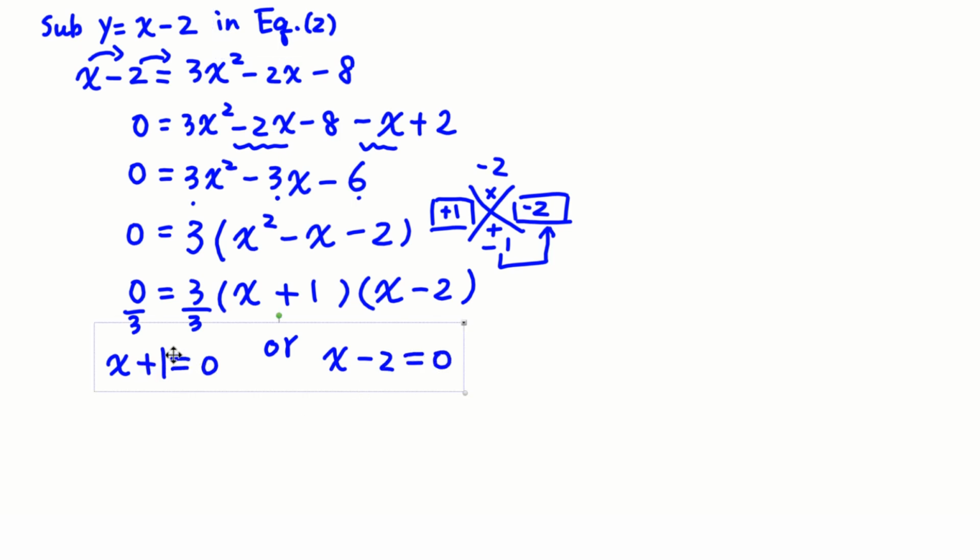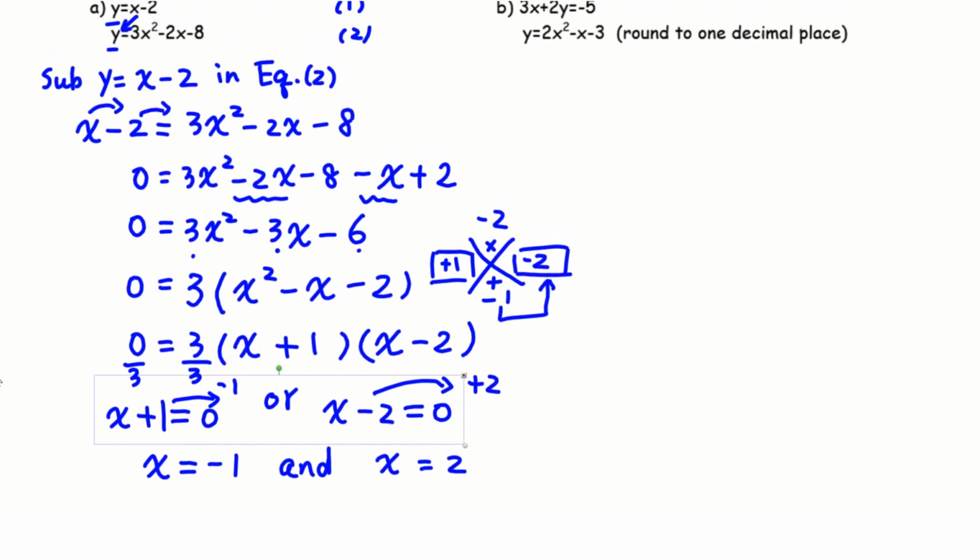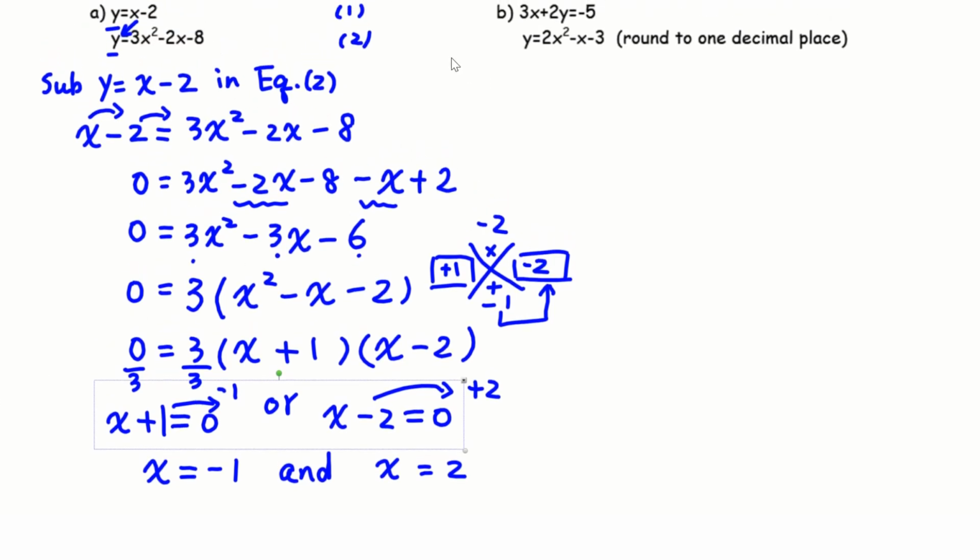We solve for this one, we move the plus 1 to the other side to isolate x. This is a linear equation. Then you will have the opposite, negative 1. This minus 2 moves to the other side, its opposite operation is plus 2, so x equals 2. So you have these two x coordinates, and don't forget, you need to find the y coordinate too.